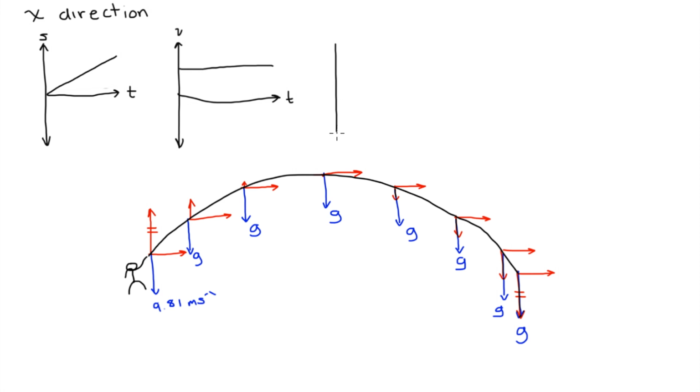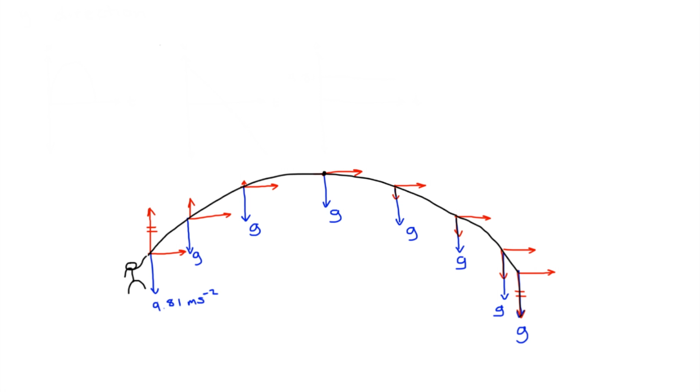If we are looking at the acceleration time graph, then the acceleration is 0 because the velocity is not changing. So as there's no rate of change in velocity, then there will be no acceleration. So it just stays at 0 the entire time.